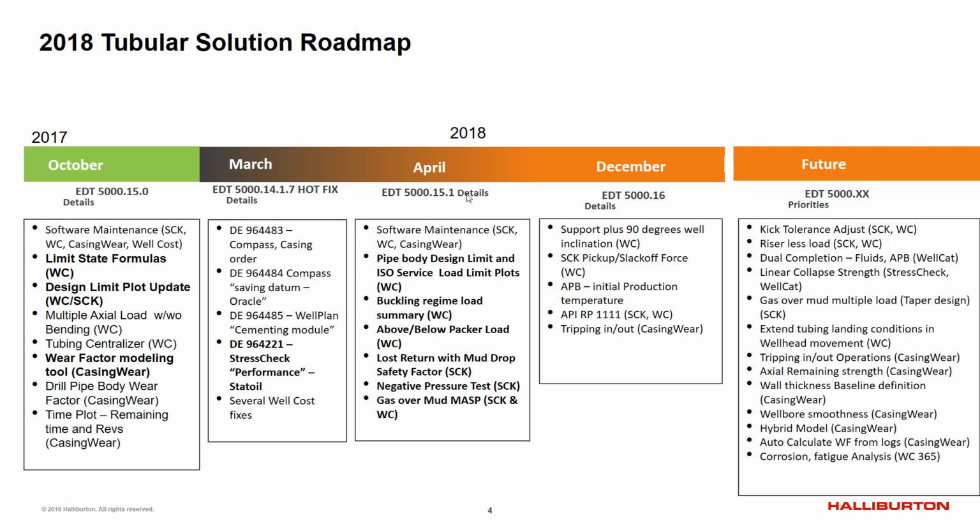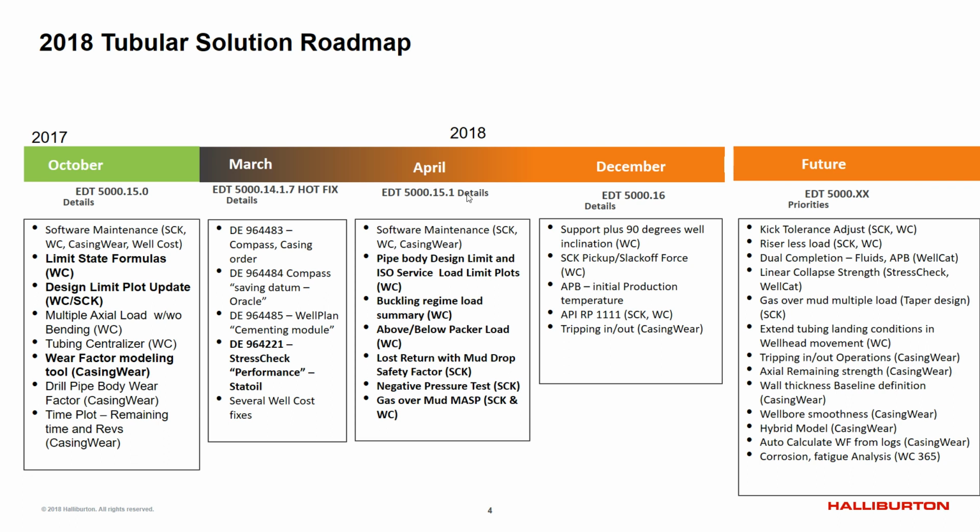In October 2017, we did the release of the EDT 5015, and it includes enhancements on the tubular application, specifically for Wellcat limit state formulas, and for Wellcat and StressCheck, updates on the design limit plot such that it supports the latest changes on the API collapse equations. We also did work on the CasingWear applications, and one of the enhancements was associated with the wear factors modeling tool.